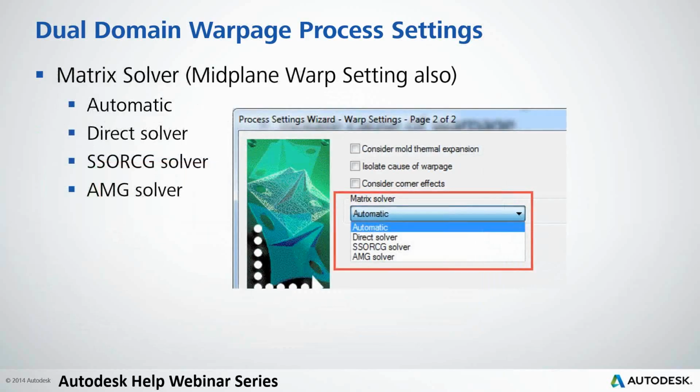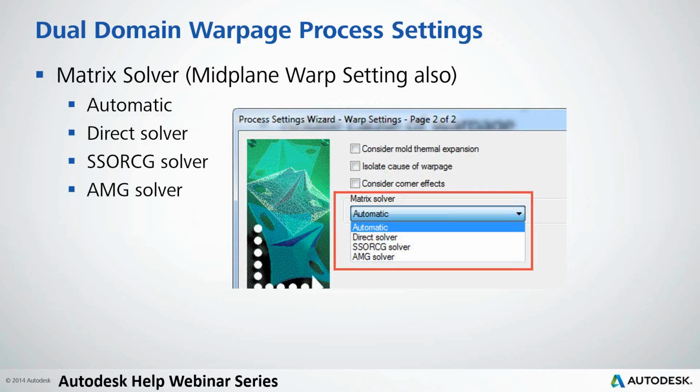The other section available to you for selection is choosing a matrix solver. I want to note that choosing this matrix solver is an option for both dual domain and midplane meshes. This matrix solver is a technique used to solve the structural analysis matrix, and it optimizes for speed, efficiency, and RAM speed. By default, this matrix solver is set to automatic, which means that the analysis will automatically select a matrix solver appropriate to the size of your model.